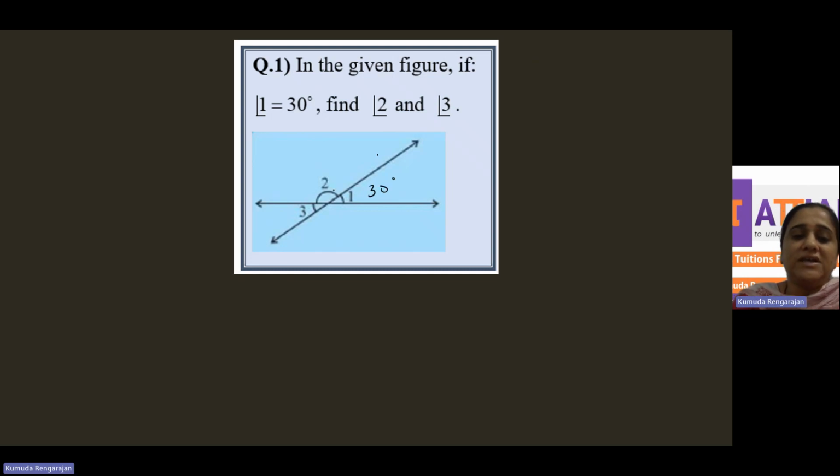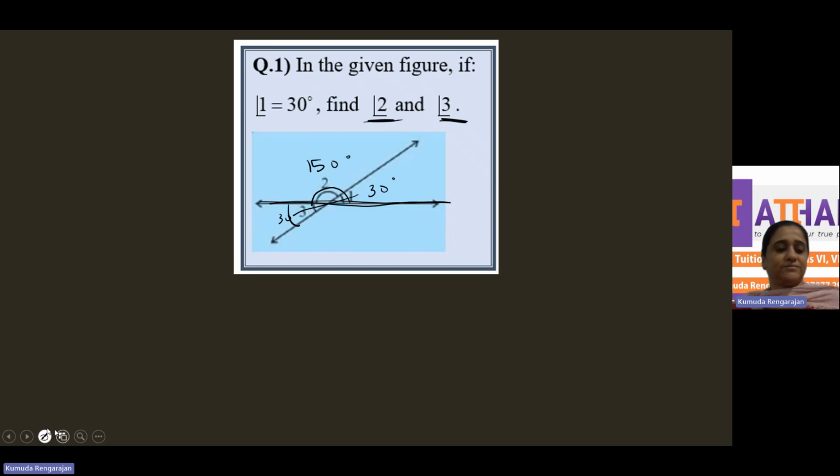Okay, so if angle 1 is 30, how much is angle 2? Angle 1 and 2, see, they stand on a straight line. See, this is a straight line. And 180 minus 30. Because when two angles, or more than two angles, stand on a straight line, the sum of all those angles will be 180. So this will be 150. Correct? And vertically opposite 30. So the question is find angle 2 and 3. You found it.